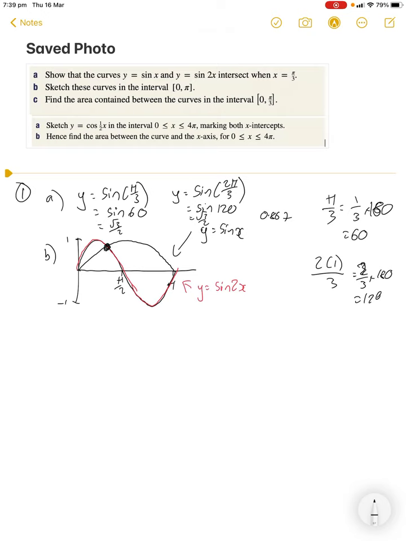So we know that this point right there, where these curves intersect, is pi on 3. So let's sketch these curves in the interval. I've done that right here to make things easier. The black one is y is equal to sine x. And we know that the curve of sine x goes up and down, where sine of pi is 0. Sine of pi on 2 or 90 is 1. You can see my beautiful peak right there.